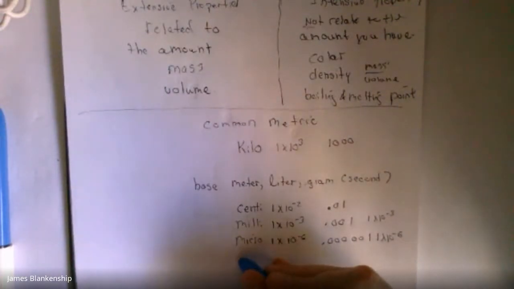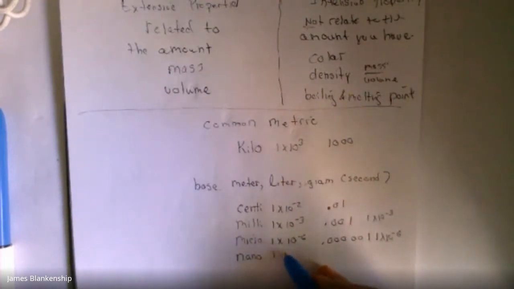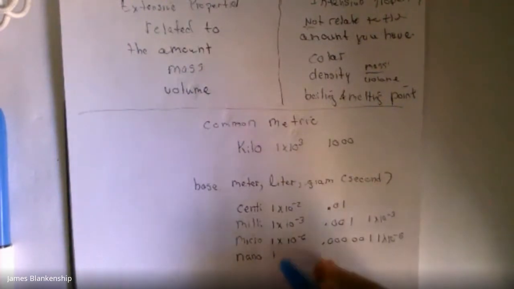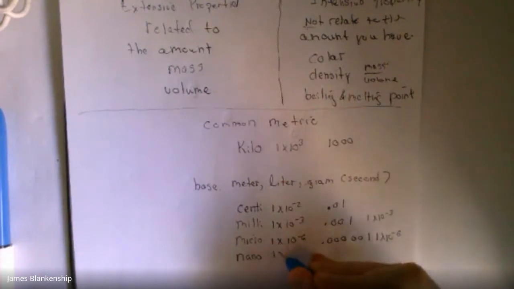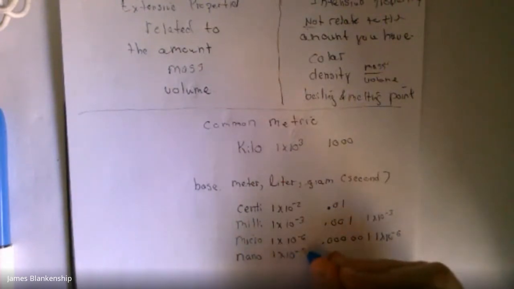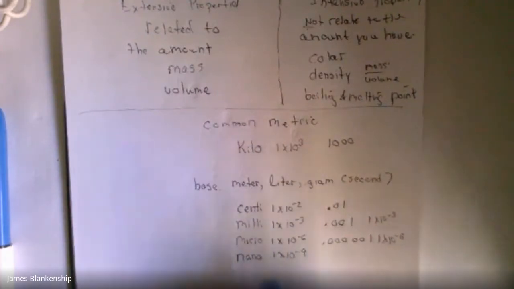Our last one that you will see in chemistry is nano. You won't see this until 5 or 6 weeks in, when you start talking about packets of light. You start talking about wavelengths and frequencies. And that is 1 times 10 to the negative 9. I'm not going to write that out as a bunch of zeros, but 1 times 10 to the negative 9.